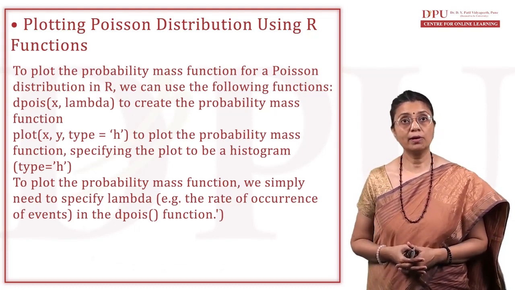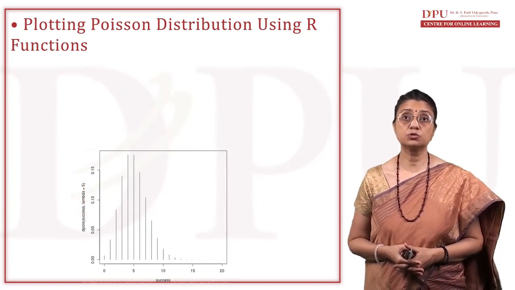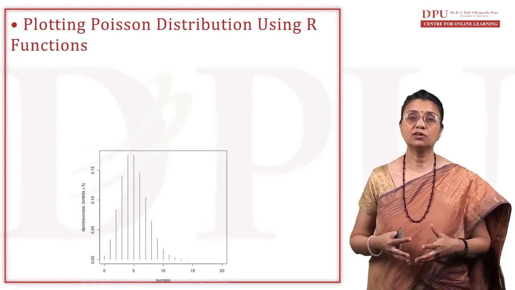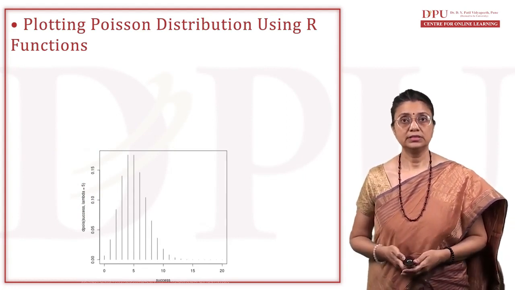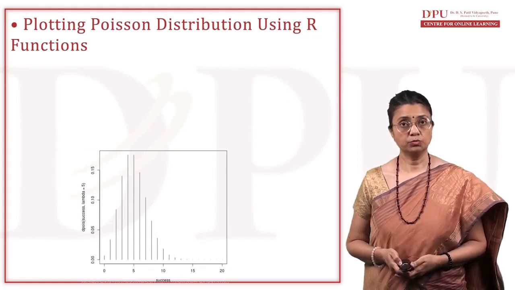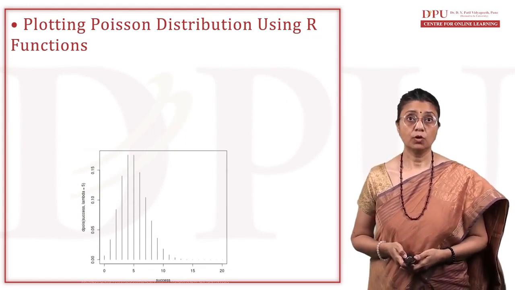Now, to plot the probability mass function, we simply need to specify lambda, that is the rate of occurrence of events, in the dpois function. And you can see the graph in the output, which is a Poisson distribution.